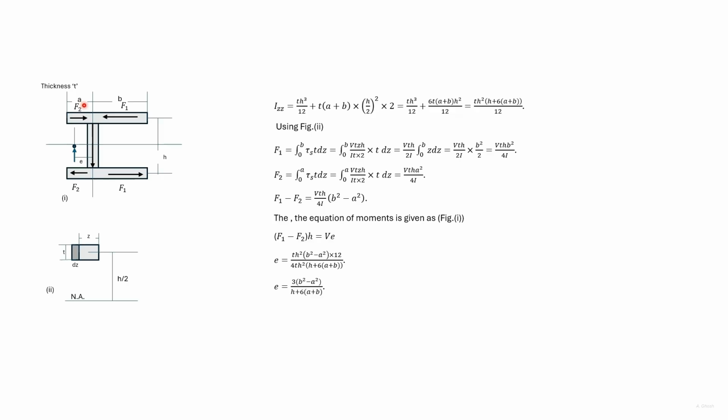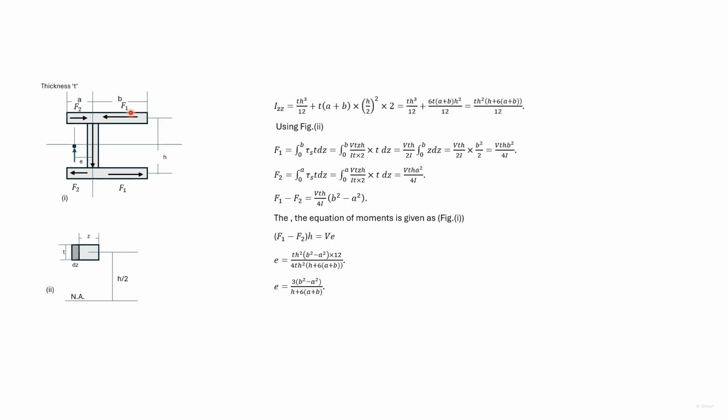The horizontal dimensions here are a, b, the height is h, and the thickness is t. We find the moment of inertia. So we first find the moment of inertia of the vertical portion about its own axis, and then add Ad square for the horizontal portions. So we have got this expression for Izz.